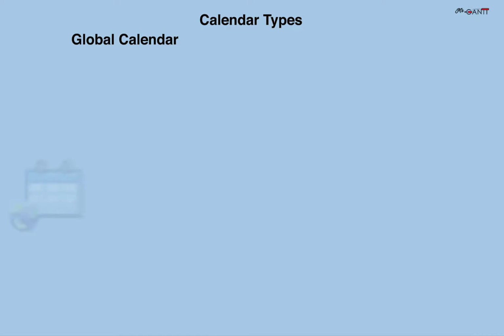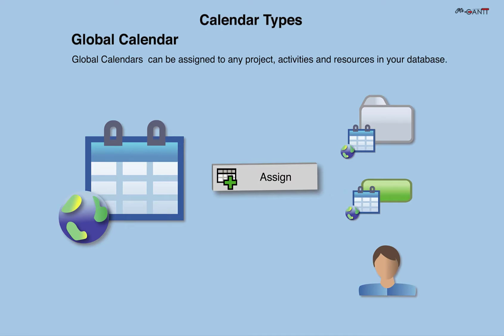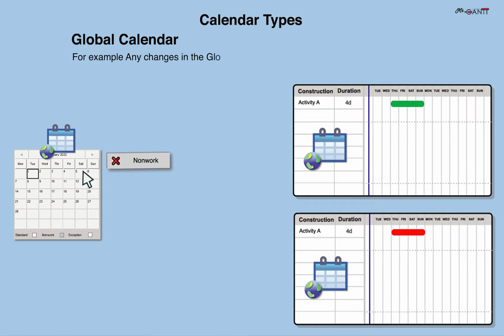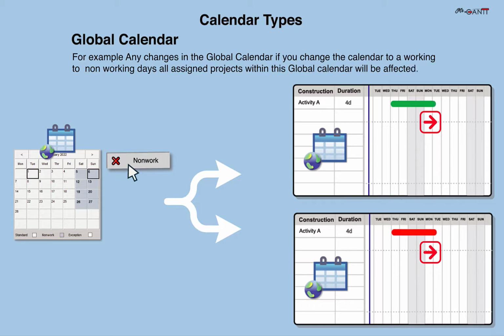Global Calendar. Global calendars can be assigned to any project, activities, and resources in your database. For example, any changes in the global calendar: if you change the calendar from working to non-working days, all assigned projects within this global calendar will be affected.